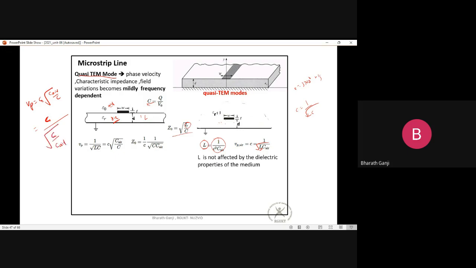This C is capacitance, let's put capital C in order to differentiate. Okay, so this is the capacitance C, capital C. So you can see that this factor here looks like square root of epsilon r, right? So I can say that square root of epsilon r is nothing but c divided by phase velocity.